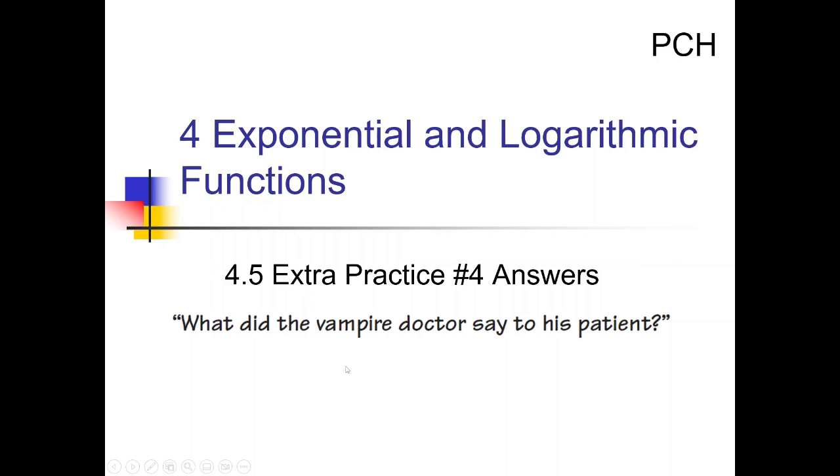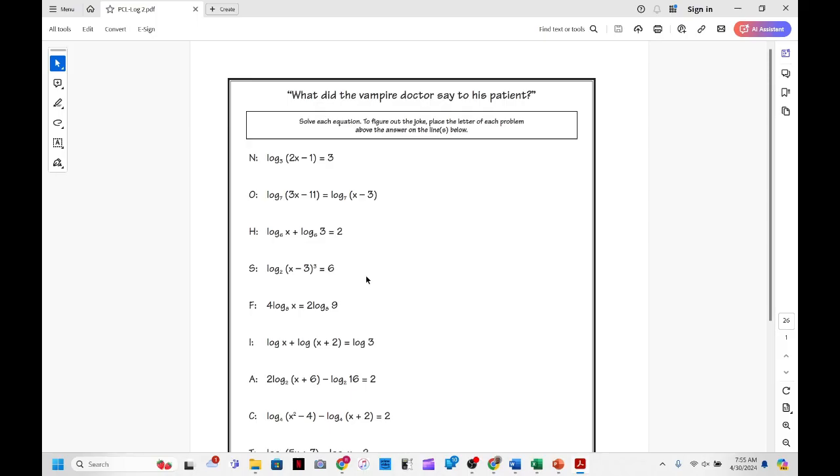This one has a puzzle that goes with it. Let's go ahead and check that out. For this puzzle, we're trying to solve the riddle of what did the vampire doctor say to his patient. So we have to solve these different logarithmic equations below.